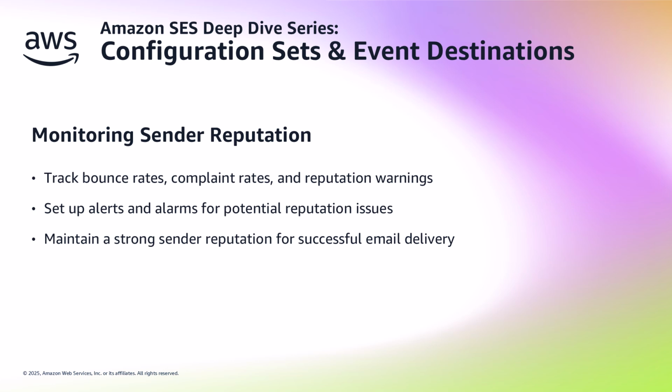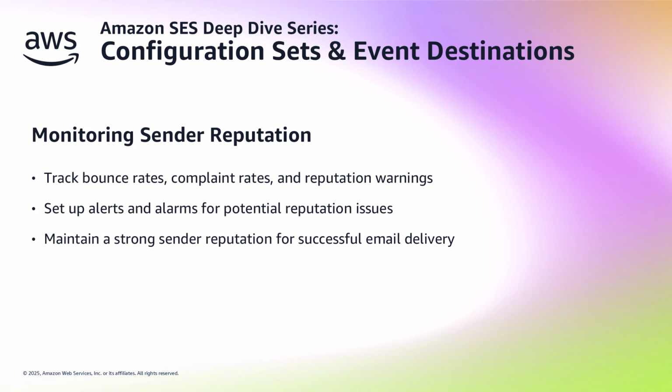ISPs like Gmail, Yahoo, and Outlook constantly evaluate your sending behavior. If you have high bounce rates, complaint rates, or sent to invalid addresses, your emails might end up in spam folders or get blocked entirely. Think of your sender reputation like a credit score. It takes time to build but can be damaged quickly. Poor monitoring can lead to deliverability issues that affect your entire email program.